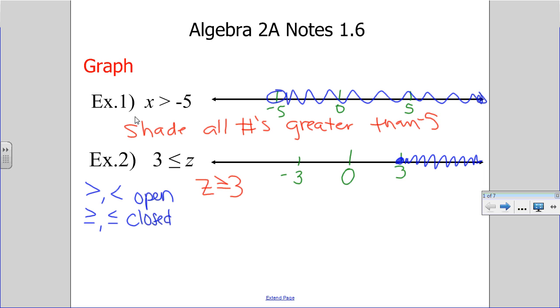Any questions on graphing, ladies and gentlemen? Please read your directions carefully in the book. And I will look those over again to make sure there's no changes we have to make there. Sometimes you're just solving tonight. Other times you're solving and graphing. So please make sure you read them closely.